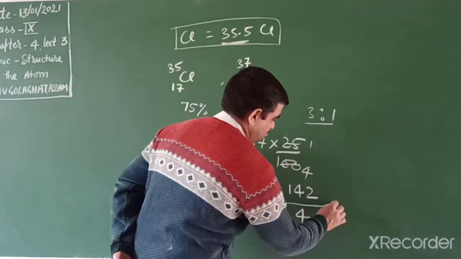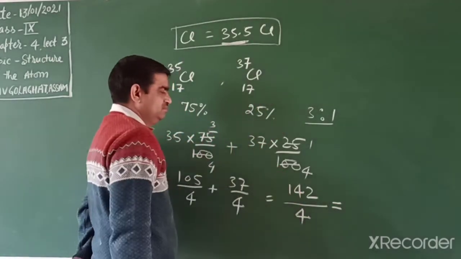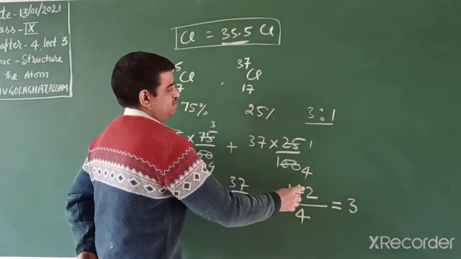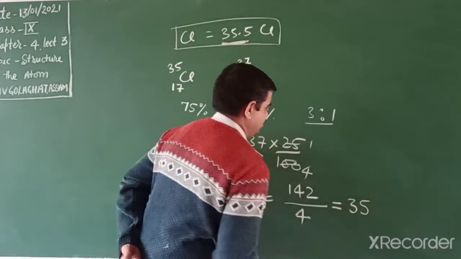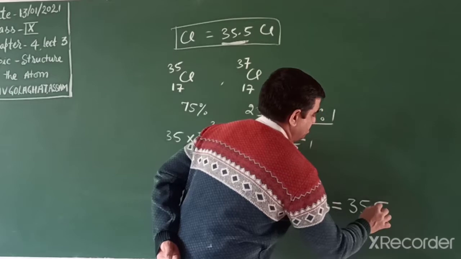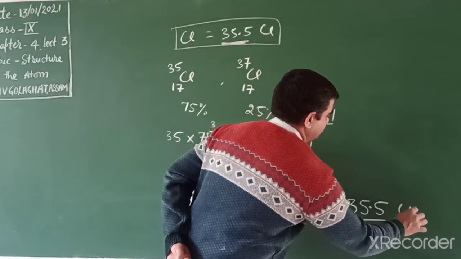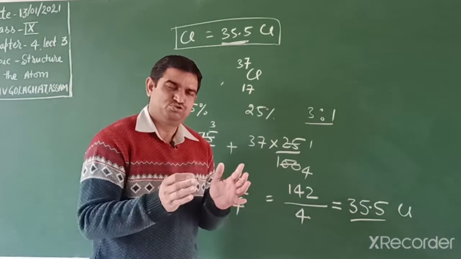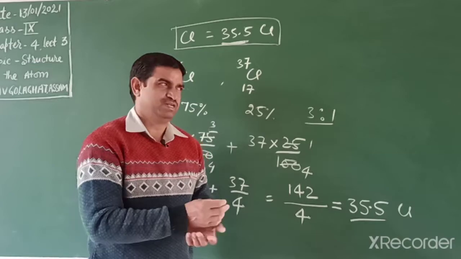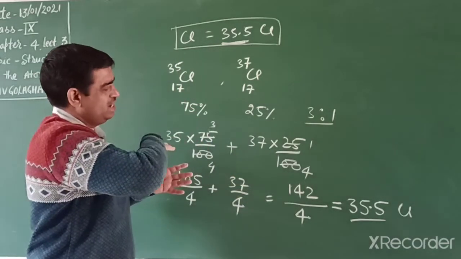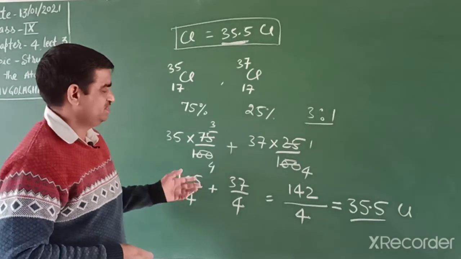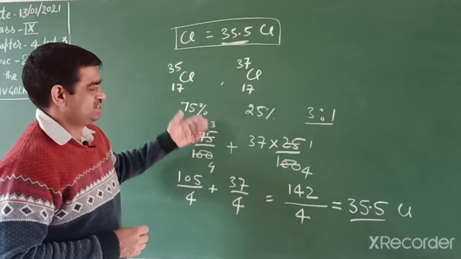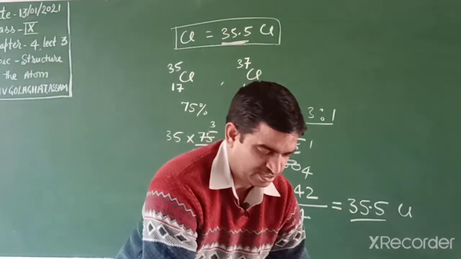Then when we divide this, 4 threes are 12, 4 fives are 20, and we get 35.5. We get 35.5 unified mass. Students, any element, all the isotopes are found in a fixed ratio, but any element's mass is the average of all the isotopes, which means in a given percent we can identify it. Such types of numericals come in your exam.